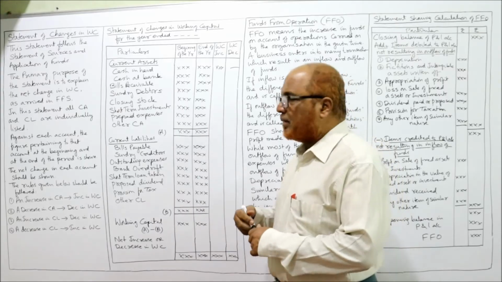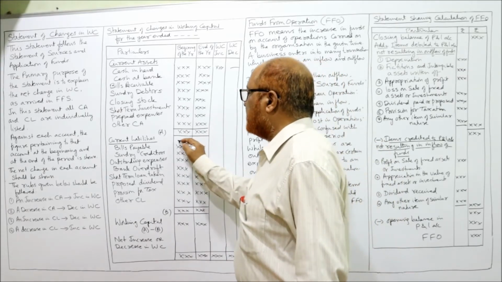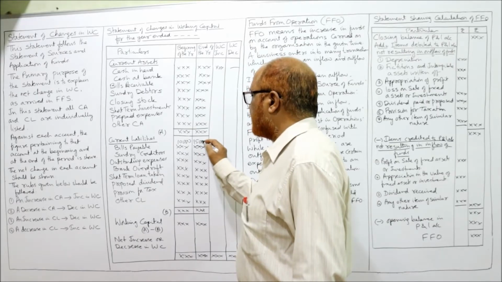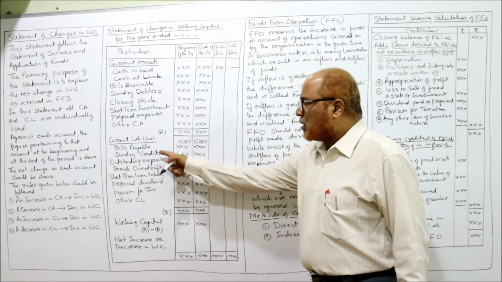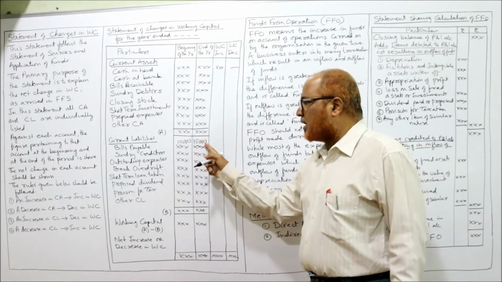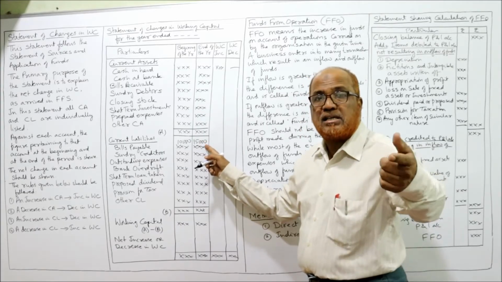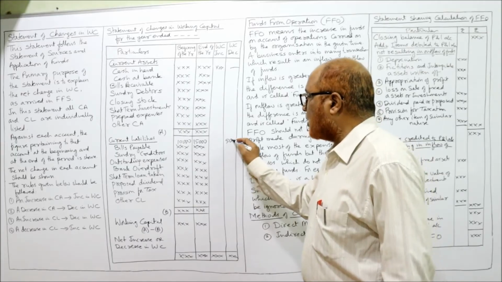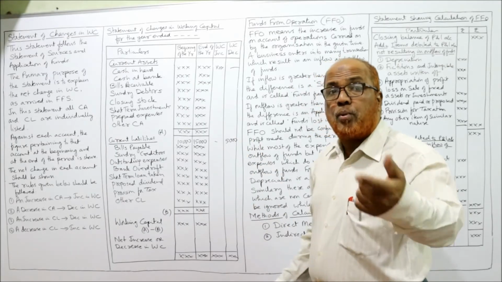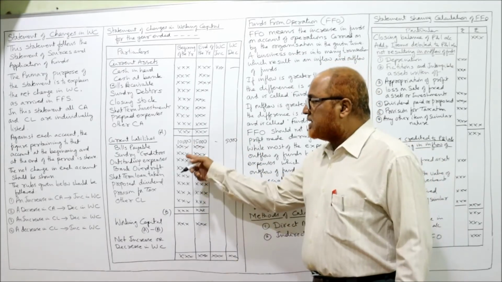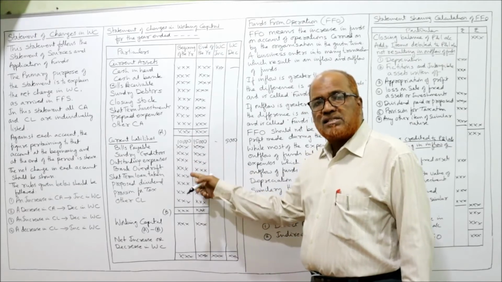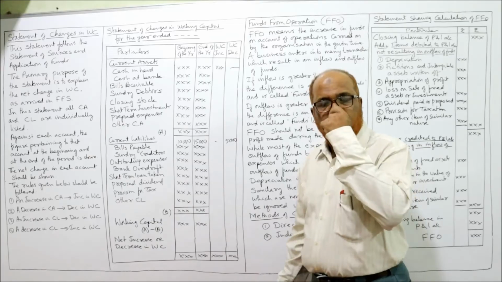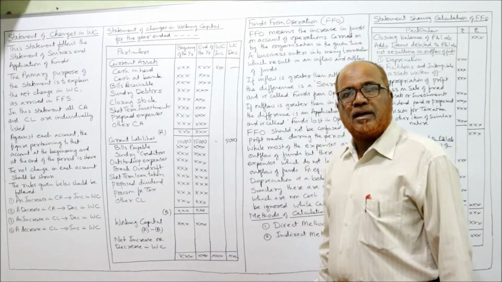For example, bills payable. Bills payable last year is 10,000. Current year it is 15,000. So if you compare the bills payable, last year 10,000, current year 15,000, there is an increase in current liability. Put the amount in the decrease column, 5,000. Opposite. Similarly, if there is a decrease in current liability, put the amount in the increase column.